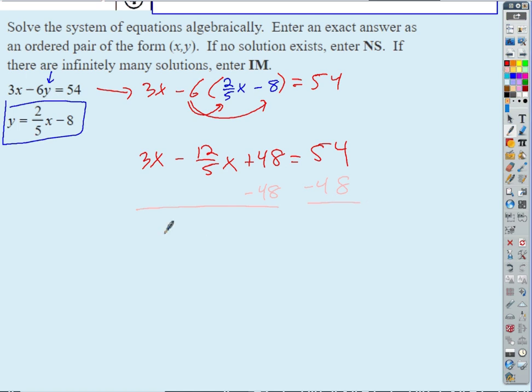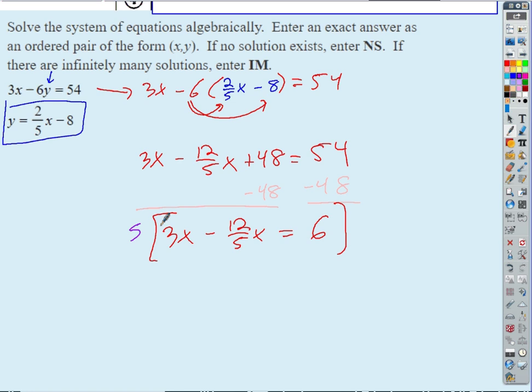And that's going to give us 3x minus 12/5 x. Those cancel. 54 minus 48 is 6. Okay? And then we'll multiply everything by 5 because that's the least common denominator, right? Okay, now I would urge you when you're doing that, put brackets around the whole thing so you remember to distribute that everywhere. Now what if, hypothetically, I had 2 fractions that I needed to clear? What if one of the denominators was 5 and one of them was 3? What would I multiply by? 15. Okay? The smallest number that all the denominators divide evenly into.